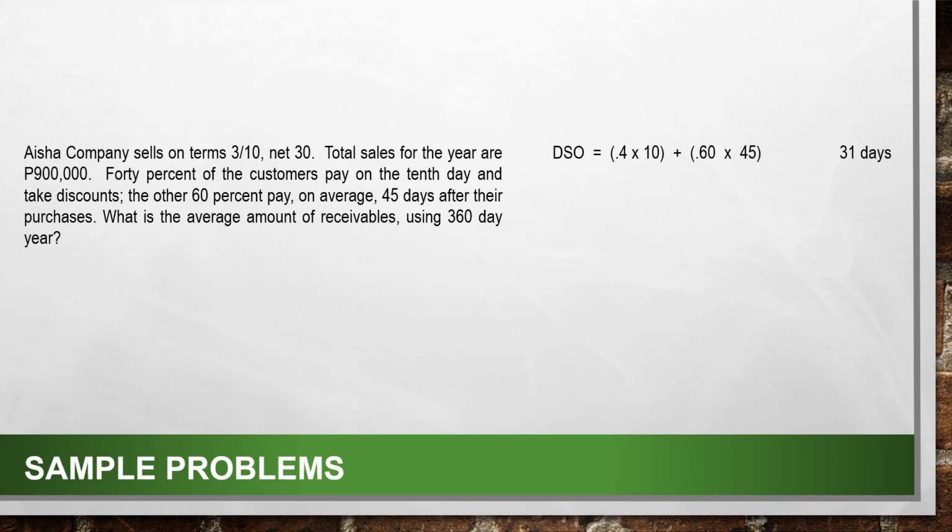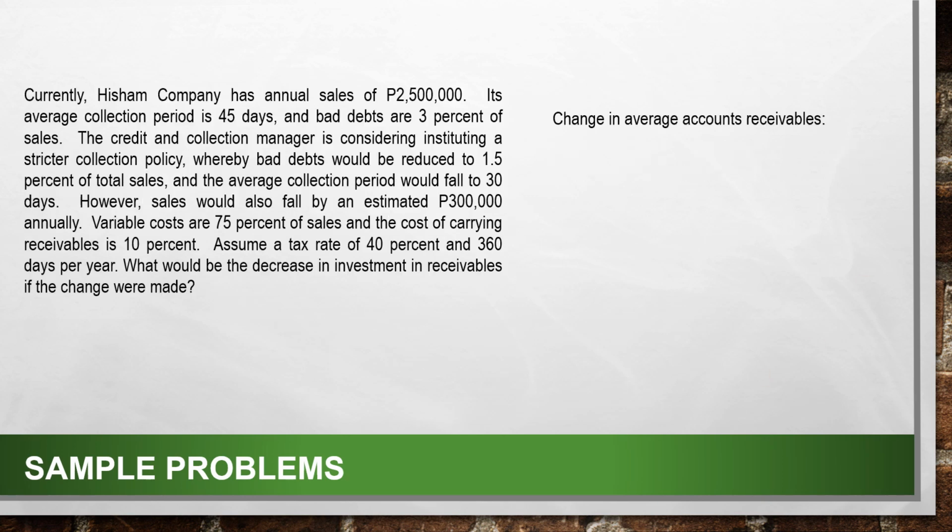So we need to determine first our days sales outstanding. It says here in the problem, we have 40% of the customers pay on the 10th day. So 0.4 times 10. Then we add the 60%, 0.6 times 45 days. So we get the DSO of 31 days. Now we can get our average accounts receivable, and that is 900,000 divided by 360 times 31 days. So we have 77,500. Okay.